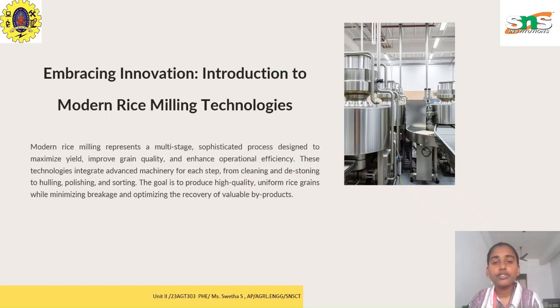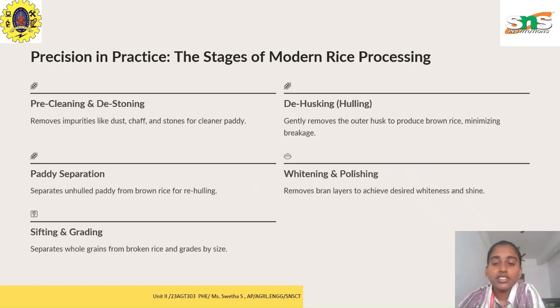As we all know, we are living in the world of technologies, right? So in milling, we have very modern equipment to make our work faster and more efficient. Modern milling generally has multi-stage operations. It is used to enhance our operational efficiency and to improve the grain quality. These technologies are generally advanced machinery. We use them from cleaning and destoning to the last stage of packaging. These are the stages we generally go through in modern rice processing. Here we have six steps that we generally use in modern rice processing.